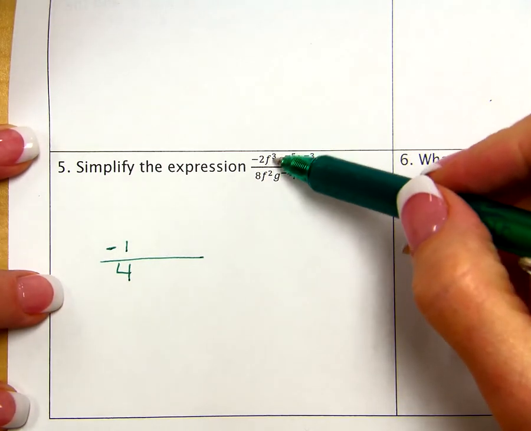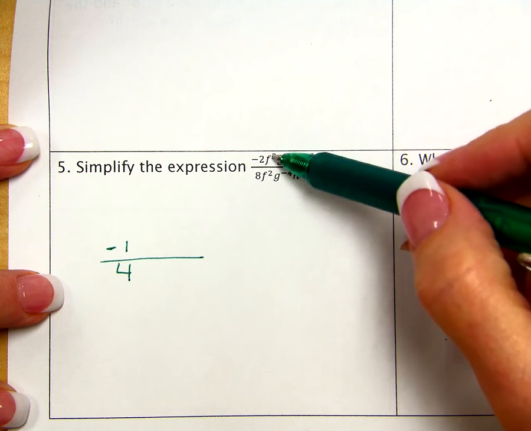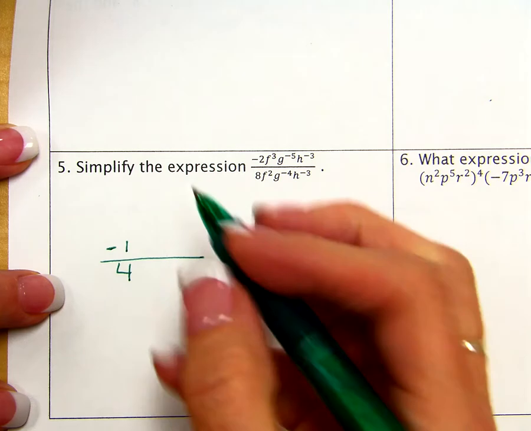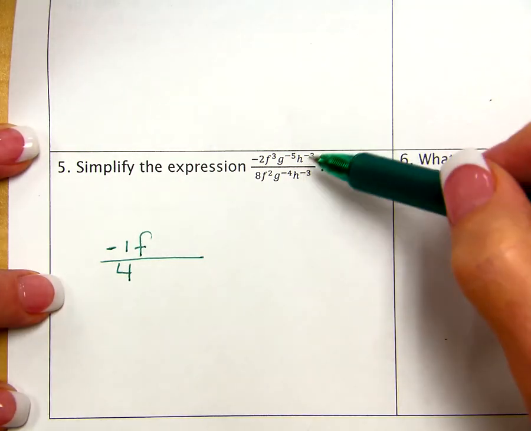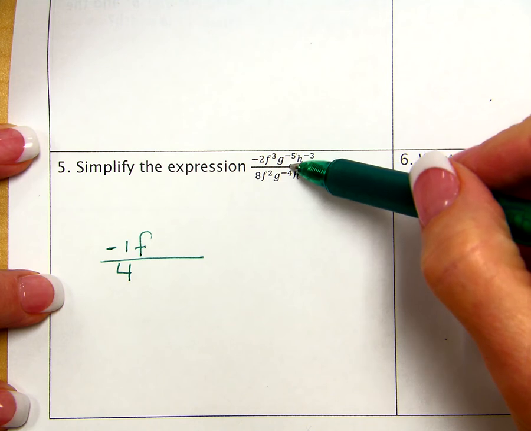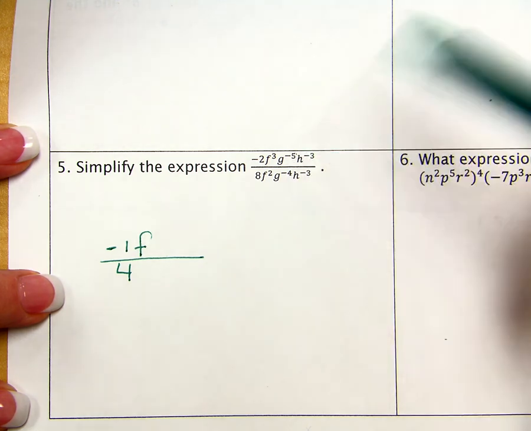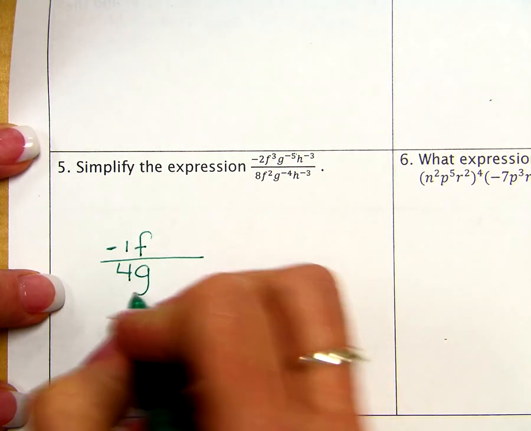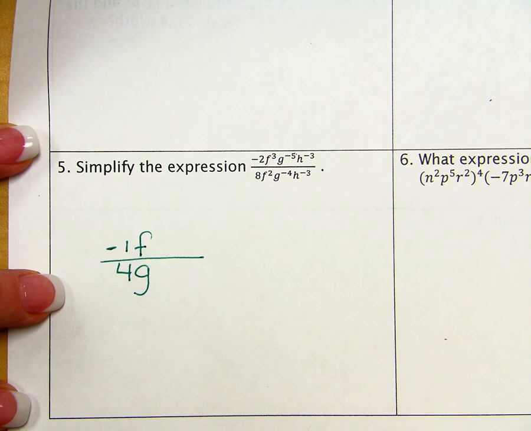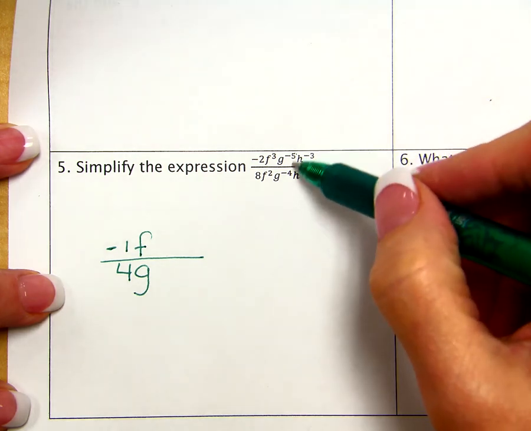So we have f to the 3rd over f squared. Well, whenever we're dividing like this, we take these exponents and subtract. So 3 minus 2 is 1. 1 is positive, so f goes in the numerator. We take g to the negative 5 over g to the negative 4. Negative 5 minus negative 4 is going to give us a negative 1, which means the g is going to go into the denominator.